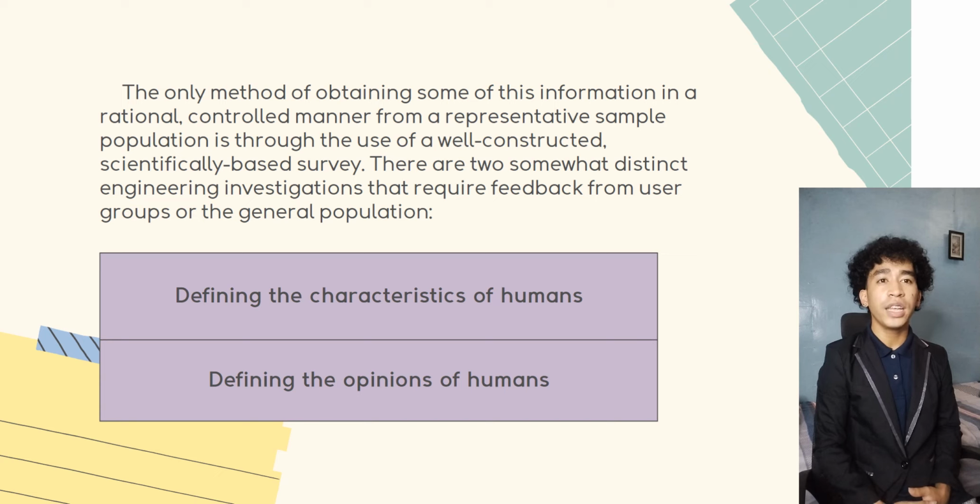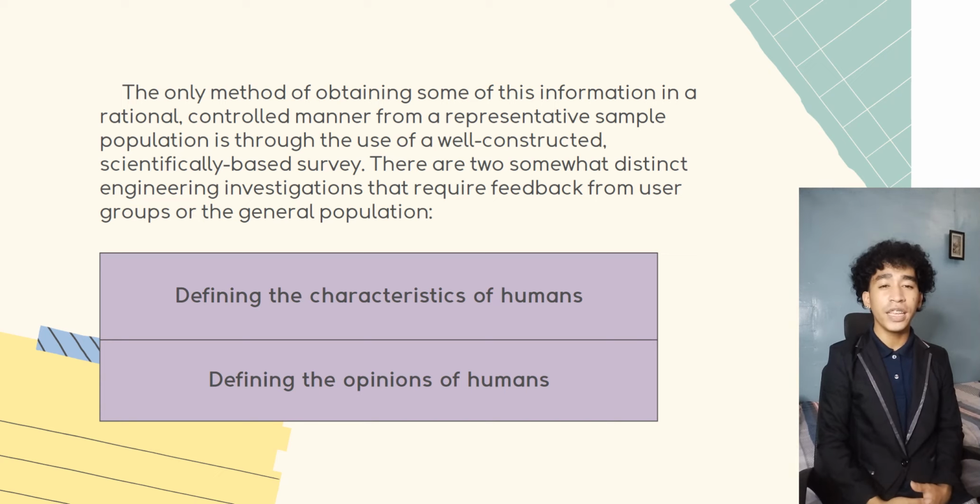So when we say defining the characteristics of humans, this is about the physical, mechanical, chemical, genetic, and physiological parameters, including impairments. These are commonly described in terms of anthropometric, biomechanical, or biochemical measurements.